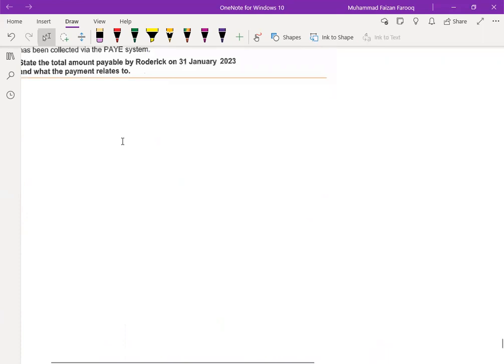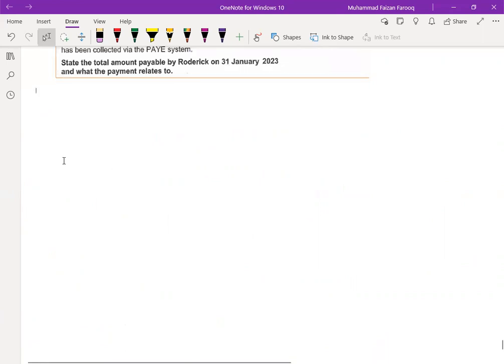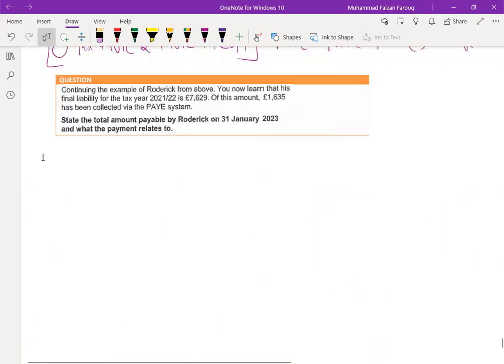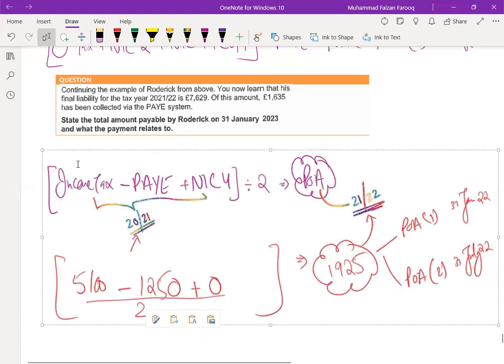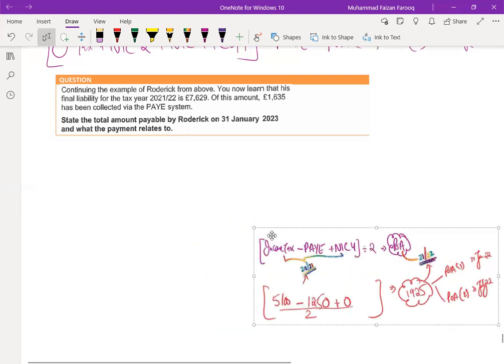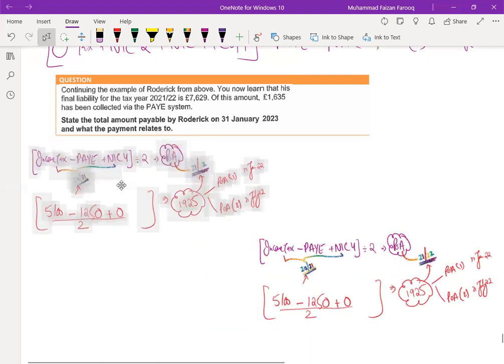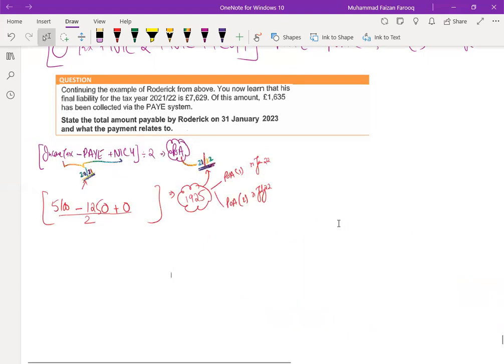I need you to read it, please. Continuing the example of Roderick from above, you now learn that his final liability for the tax year 21 to 22 is 7,629 pounds. Of this amount, 1,635 has been collected via the pay-as-you-earn system. State the total amount payable by Roderick on 31st January 23 and what the payment relates to.